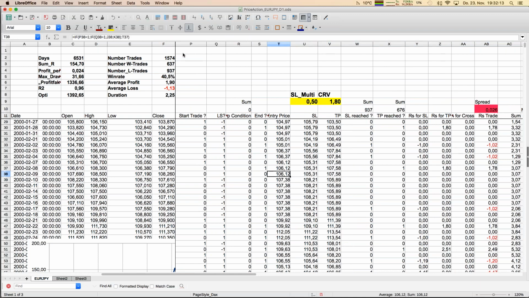So whenever an order is triggered, like here, then we calculate where we set the stop loss, where is our take profit, just by this CRV, which means risk reward ratio, or Chance Risiko Verhältnis in German. So it's a risk reward ratio. And then we get the two numbers we need, stop loss and take profit.